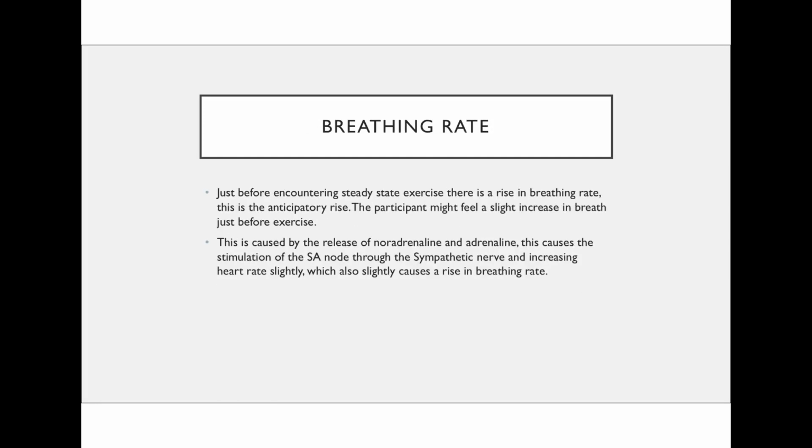Breathing rate. Just before steady-state exercise, there is a rise in breathing rate. This is the anticipatory rise. The participant might feel a slight increase in breath just before exercise. This is caused by the release of noradrenaline and adrenaline. This causes the stimulation of the SA node through the sympathetic nerve and increases heart rate slightly, which also causes a slight rise in breathing rate.